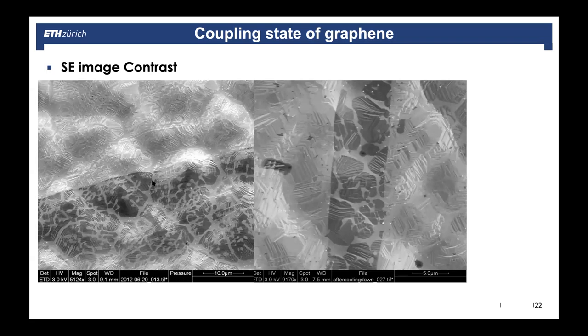For example, here, there's a grain boundary, the graphene islands everywhere. And here you can see them as dark islands. And on left and right, you don't even detect it. And we were surprised about that.